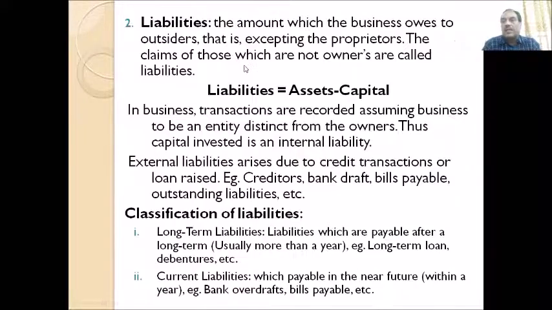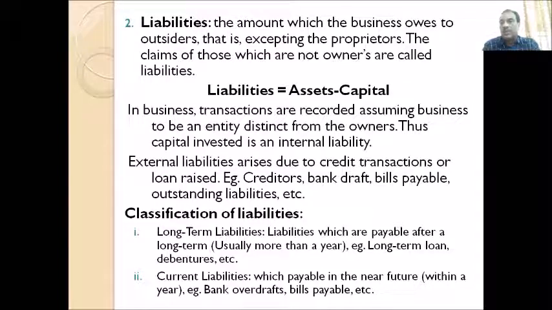Then what are liabilities? I have already explained. Liabilities is the amount which the business owes to outsiders. So something we own and something we owe to others. So these are the items which we owe to others, outsiders, that is, except the proprietor. If we owe something to others, that is liabilities. The claims of those who are not the owner are called liabilities.